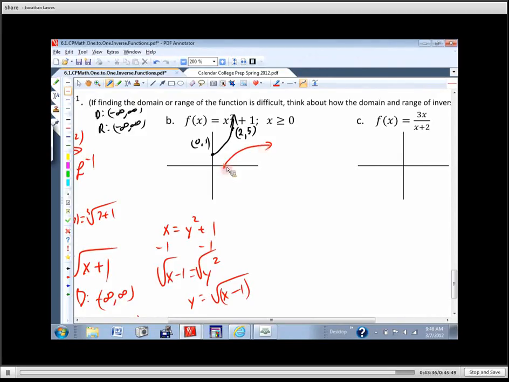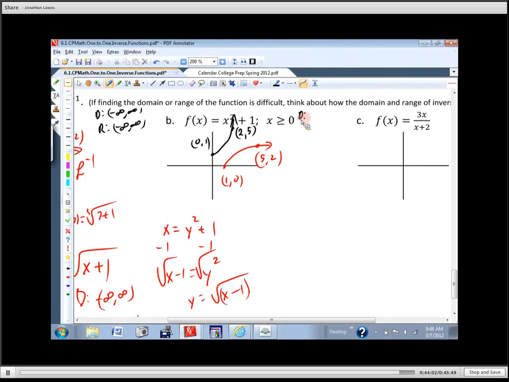So this point right here would be 1, 0. And then if we did this correctly, if these truly are inverses, there should be a point of 5, 2. Let's double check. Does 5 work here? Does it produce a 2? If you plug in a 5, subtract 1, you get 4. What's the square root of 4? 2. So does it work? Absolutely.